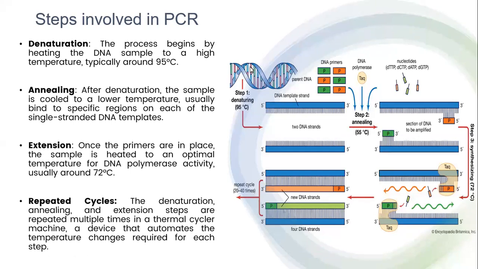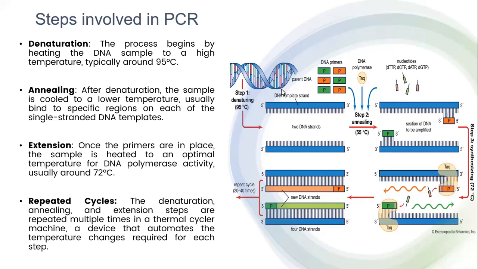So yeah, we have the DNA sample here, and when we raise the temperature, what happens is the bonds will break between the base pairs, and now we get two strands, right? So now the next step would be annealing.